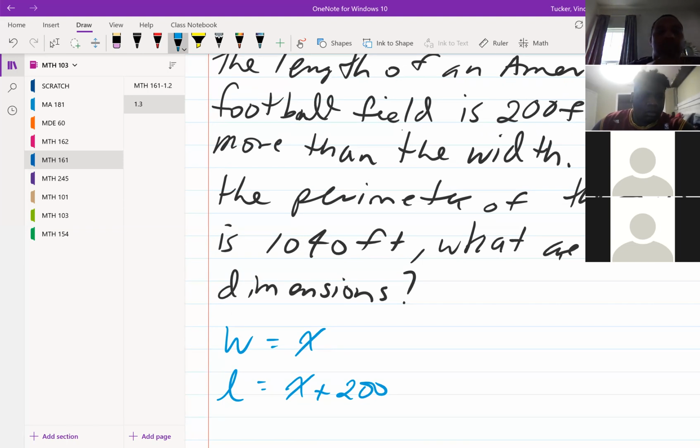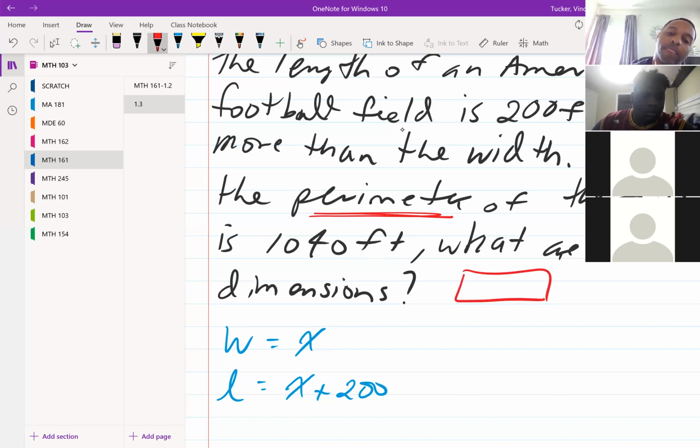Now they mentioned perimeter. And we know the football field is a rectangle. Since we have the perimeter being implemented, we can use the perimeter formula, which for a rectangle is P equal to 2L plus 2W.